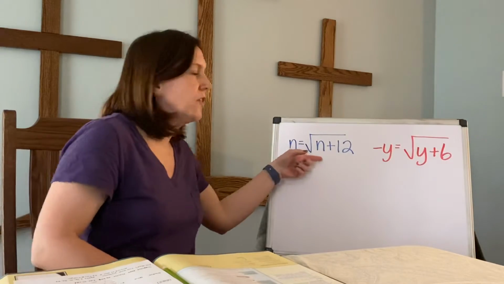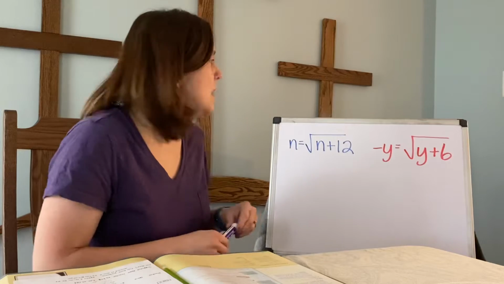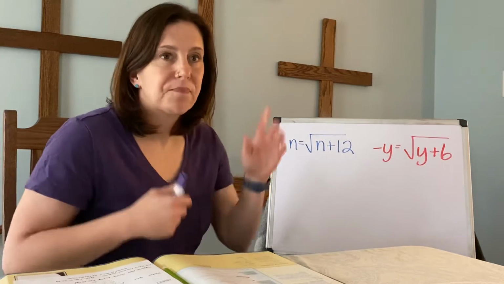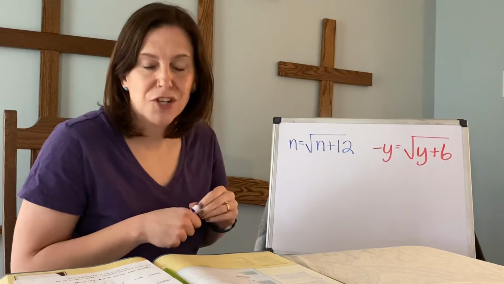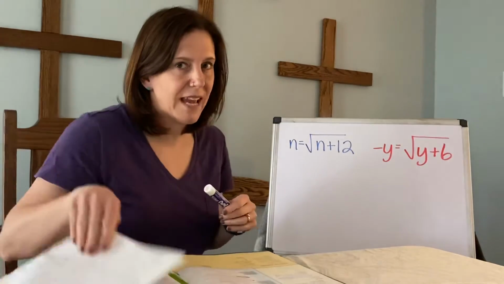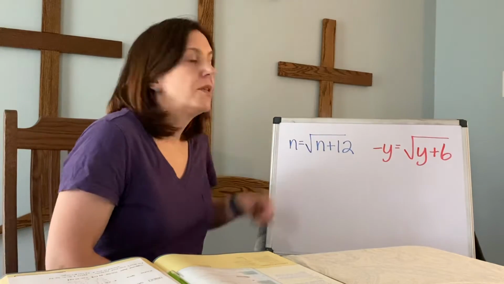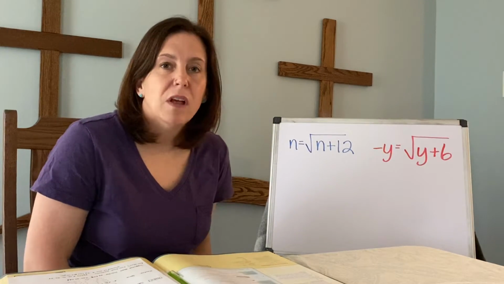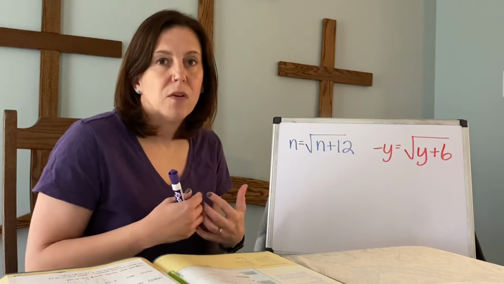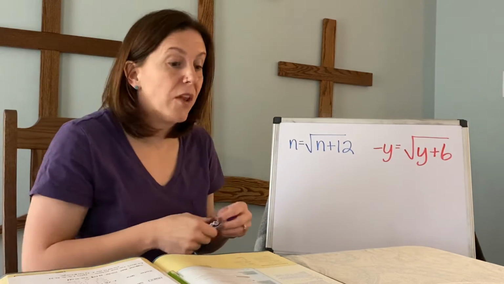Okay, so this is our first example right here in the blue. n equals the square root of n plus 12. By the way, we're on page 622 in our books, and you still have a note handout available for you on RunWeb. As we go through this one, I'm going to review the steps that we learned on Friday for how to solve a radical equation.